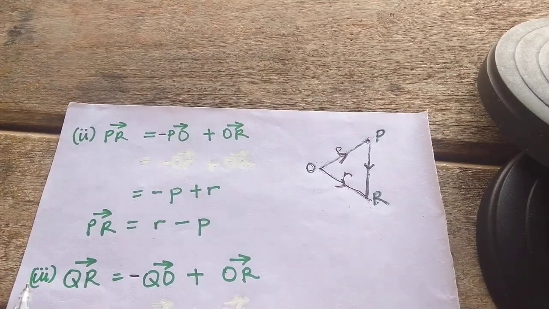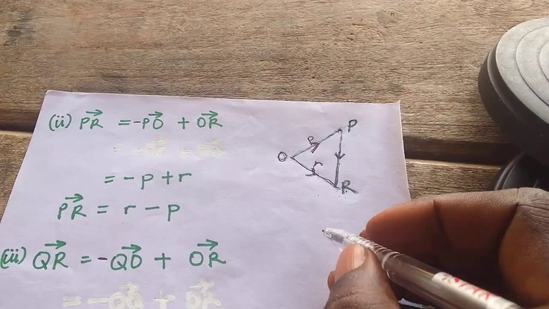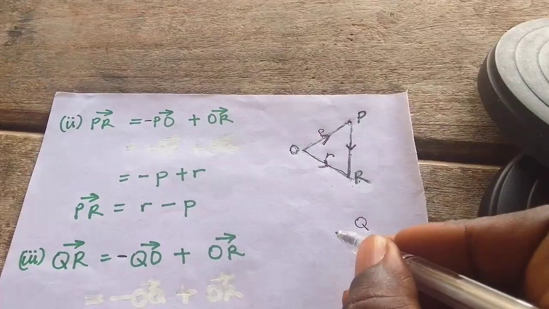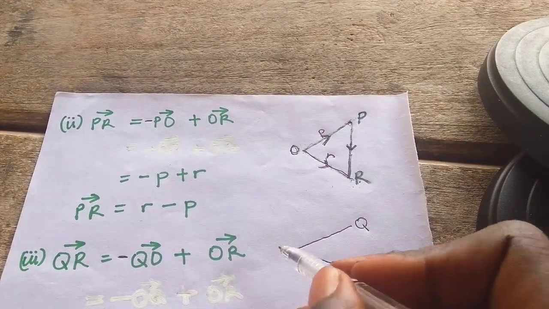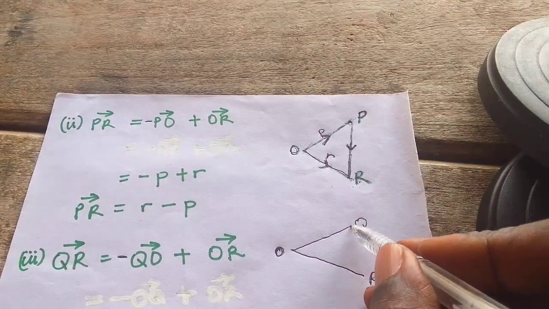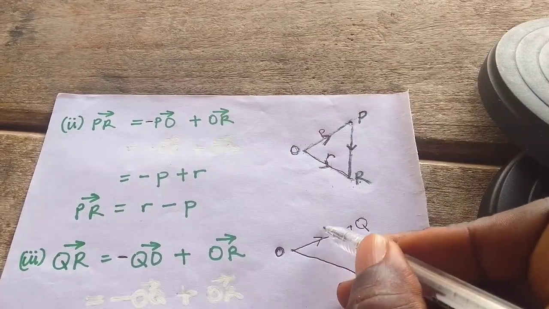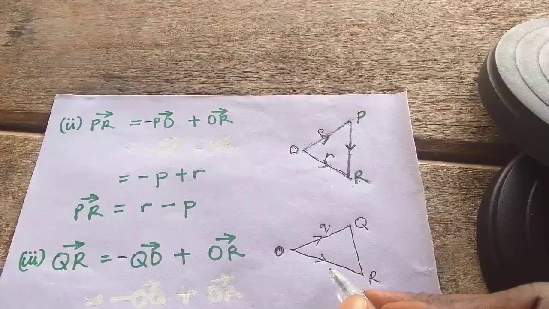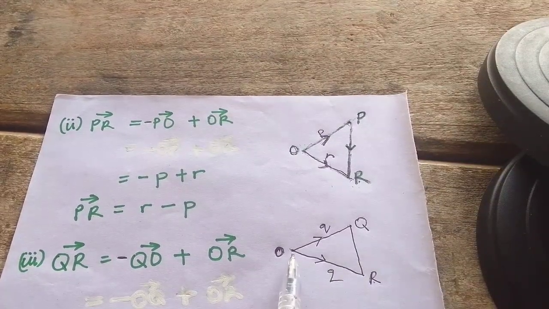Also, let's come to the position vector of QR. So you are having two points, point Q and point R. Now O is your reference point. So you are having OQ, you use small q to represent this, and OR moving like this, small r to represent it. So it moves from this reference point to R.